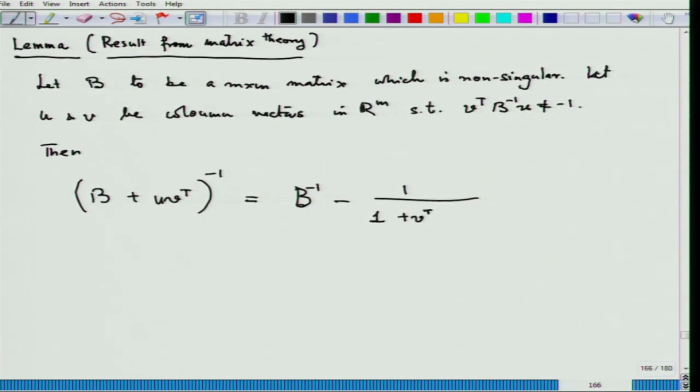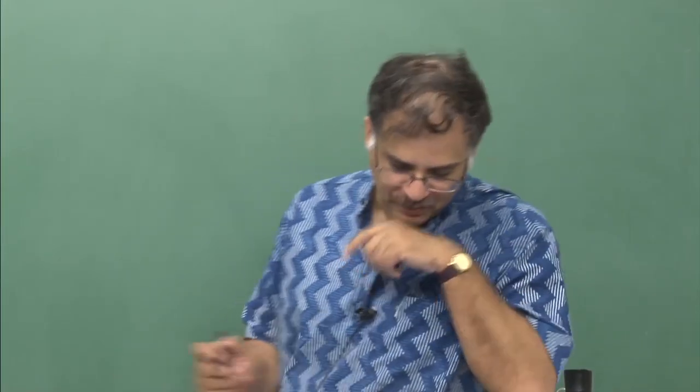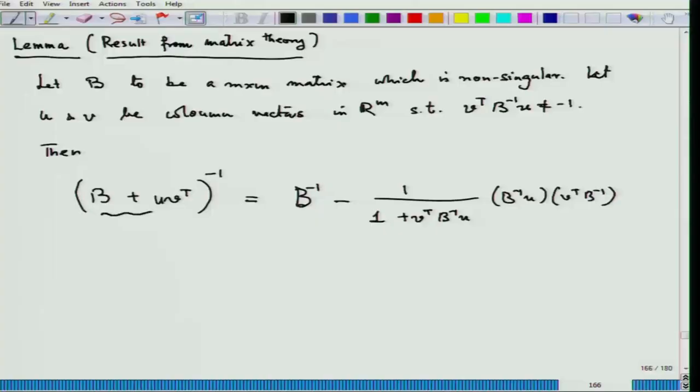you should observe V transpose B inverse U, so this is what you have. Now, you have to understand why we are computing this inverse. This whole thing, B plus U V transpose, is called a rank 1 update, because U V transpose is a rank 1 matrix.